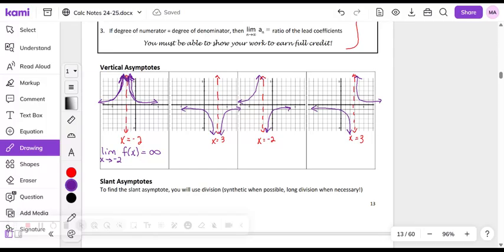So in a similar manner, we can look at our red asymptote here and see from the left, this is going down. From the right, this is going down, which means the limit as x approaches 3 from the left and the right of this function is negative infinity, because they're both going down.